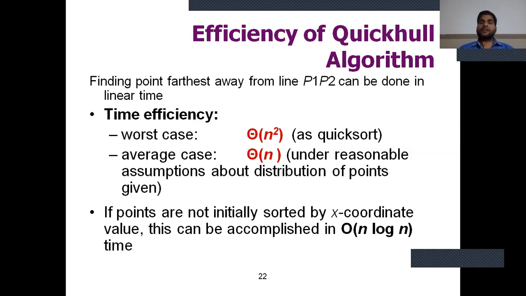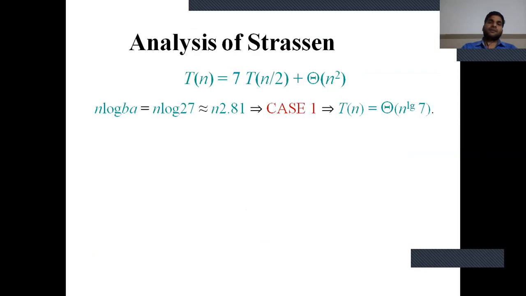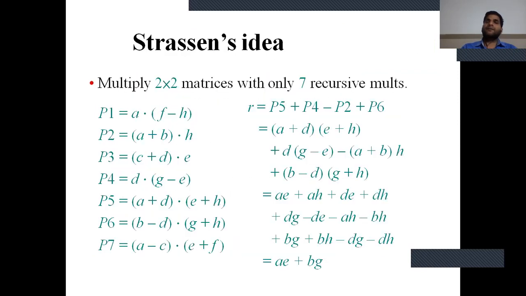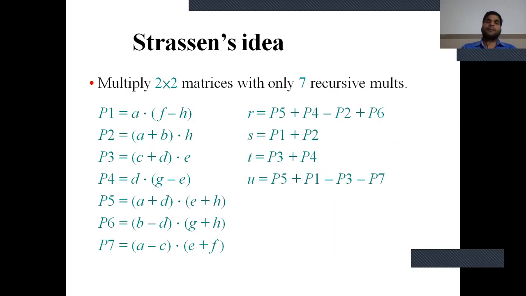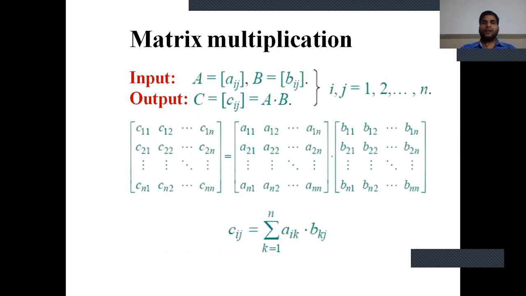First we discussed simple standard matrix multiplication. If two matrices A and B are given, then we multiply A into B and find the C matrix. We can denote matrix multiplication in a mathematical equation like that: Cij equals the sum from k equal to 1 to n of aik dot bkj.